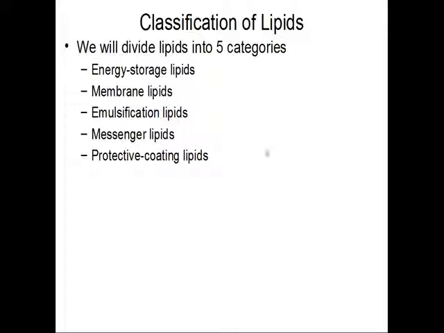So there's 5 categories of lipids. I'm gonna focus on energy storage and membrane lipids. I'll talk a little about some of the others, but mostly energy storage and membrane lipids. And we're gonna keep it pretty general. I'll get into some specifics in the energy storage lipids, but mostly gonna stay pretty general.